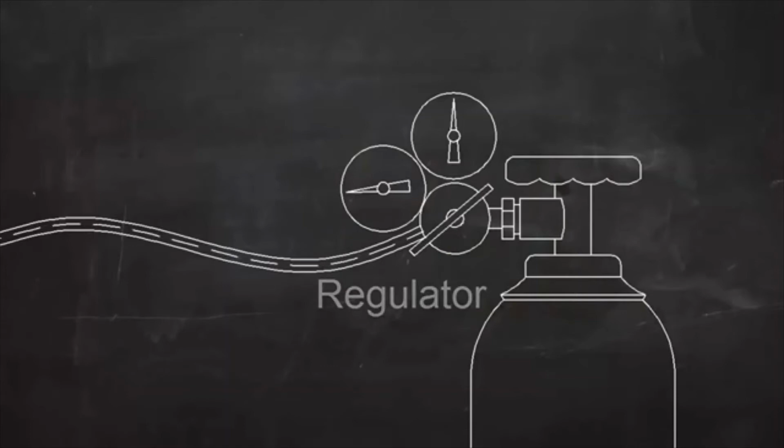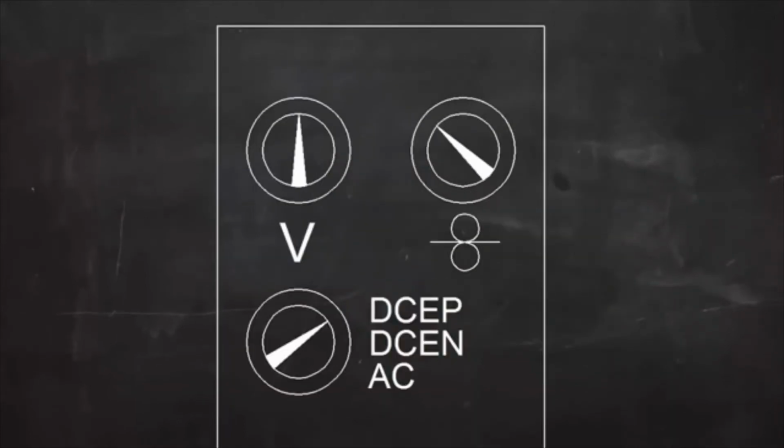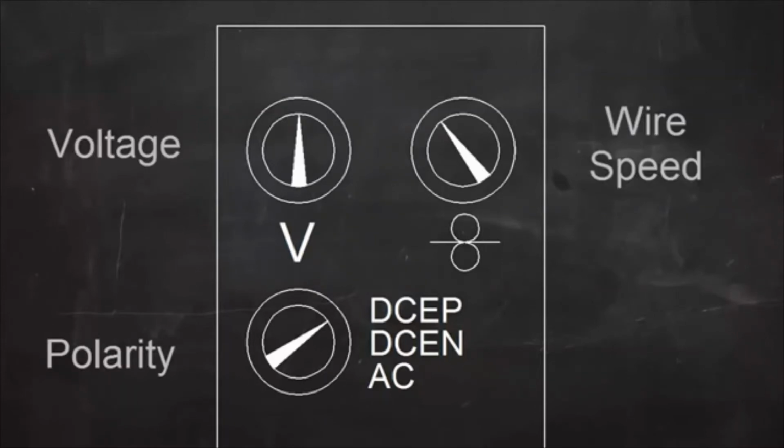In MIG welding, all the machine controls are set on the machine itself. The most important of these are polarity, wire speed, and voltage. The trigger on the gun is just an on-off switch.